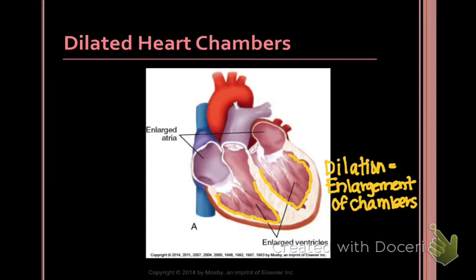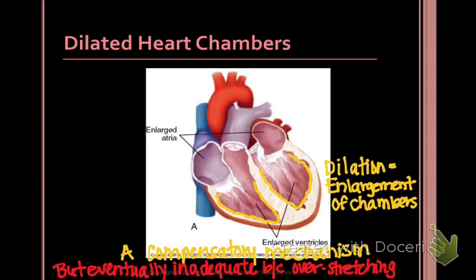Or you can think about it any way you want to think about it. When your elastic loses its elasticity, it's just kind of stretched out, so it loses its ability to stretch. This is the dilation, and then that leads to decreased cardiac output. So it is a compensatory mechanism, and eventually it leads to inadequate output because of the overstretching.